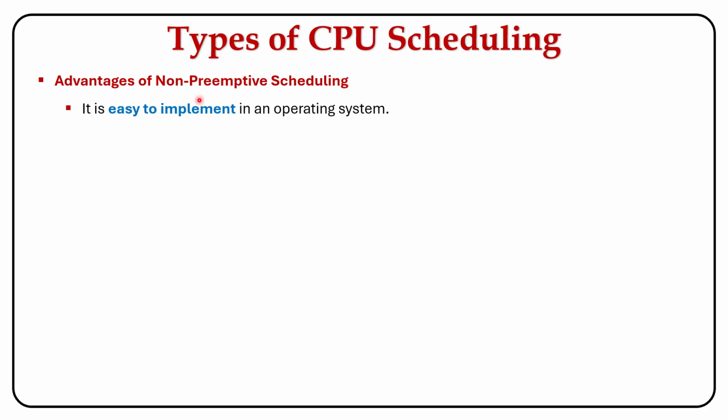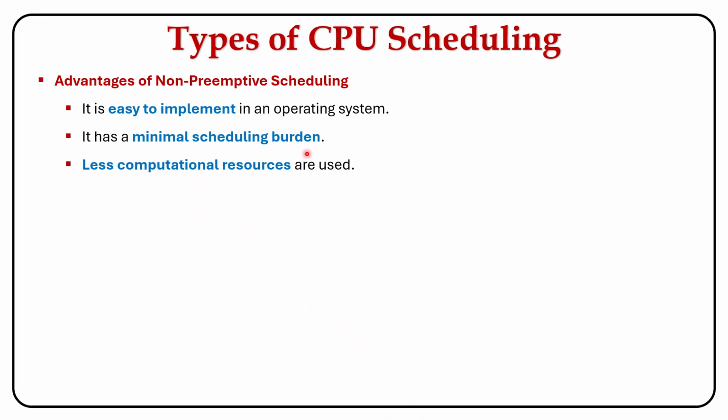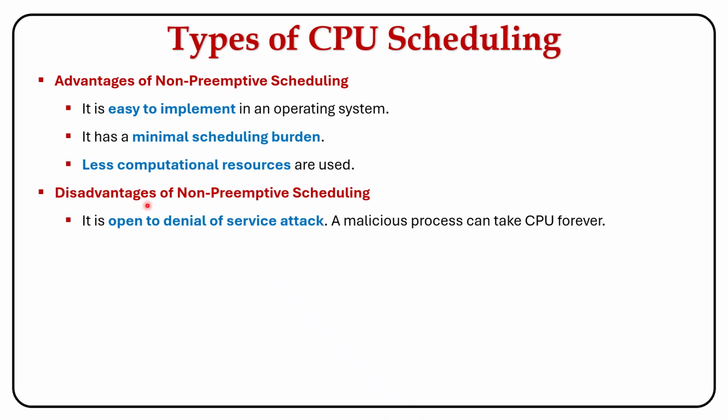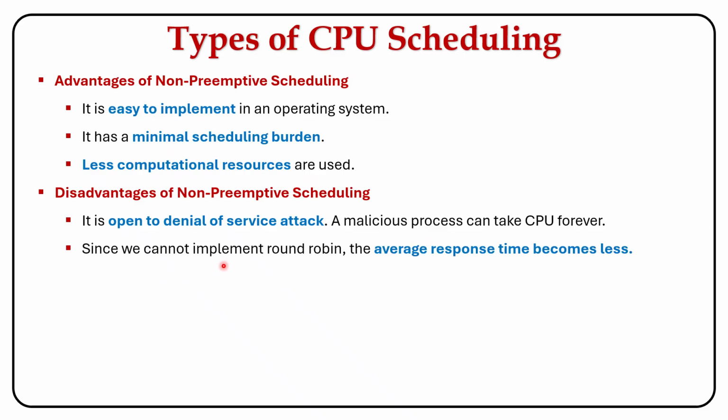Advantages of non-preemptive scheduling is it is easy to implement in an operating system, it has minimal scheduling burden, and less computational resources are used. Disadvantages of non-preemptive scheduling is it is open to denial of service attack, that is, a malicious process that can take CPU forever. Since we cannot implement round robin, the average response time becomes less here.